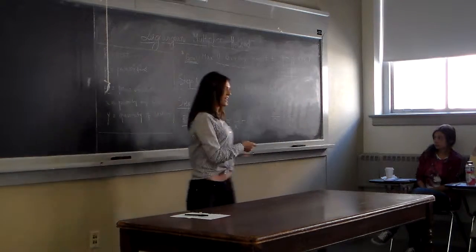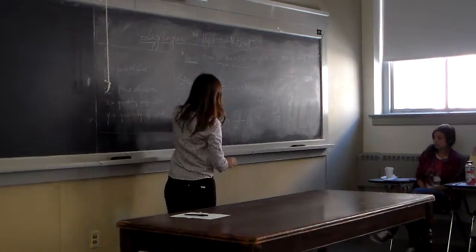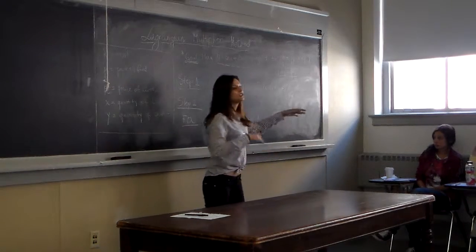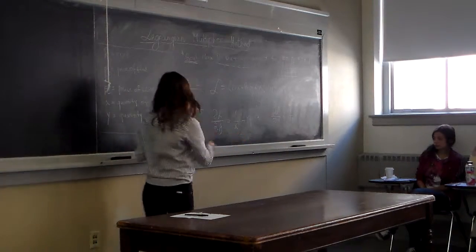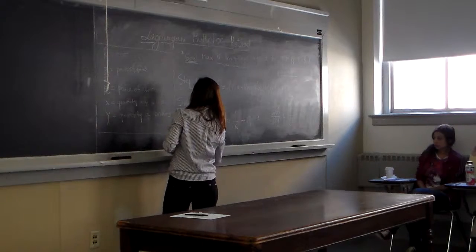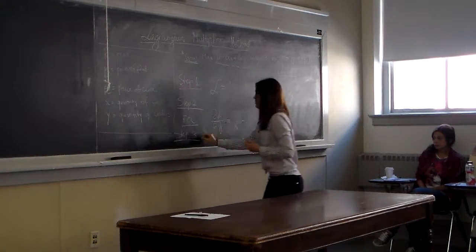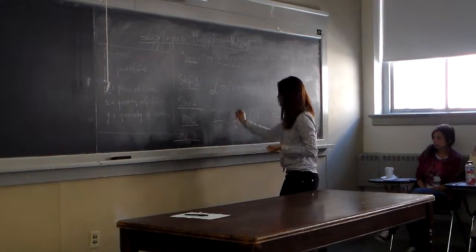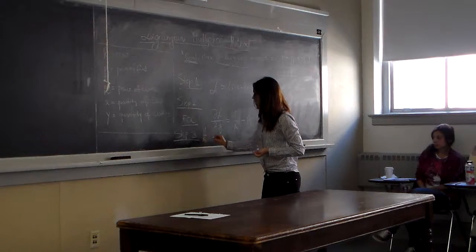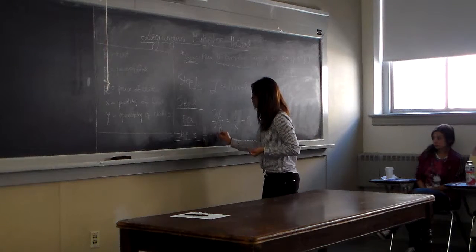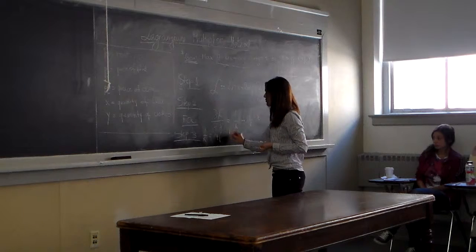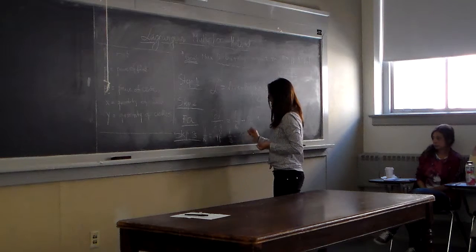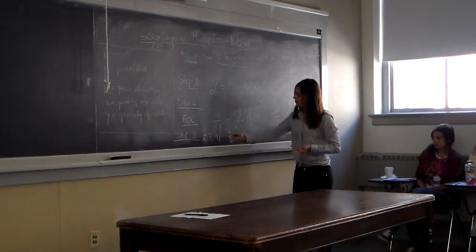Now, the third step would be to express x in terms of y or y in terms of x. Okay? We find that from this equation, 1 over x is equal to lambda times PF, and 1 over y is equal to lambda times PC.